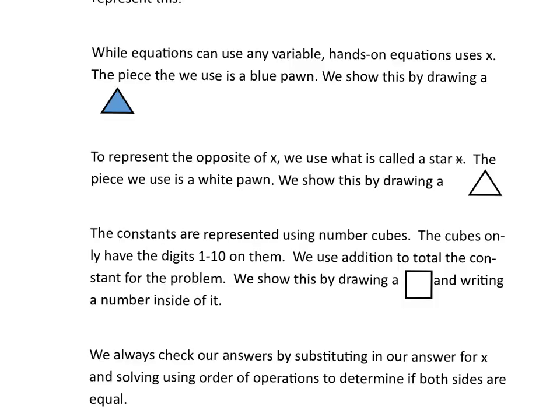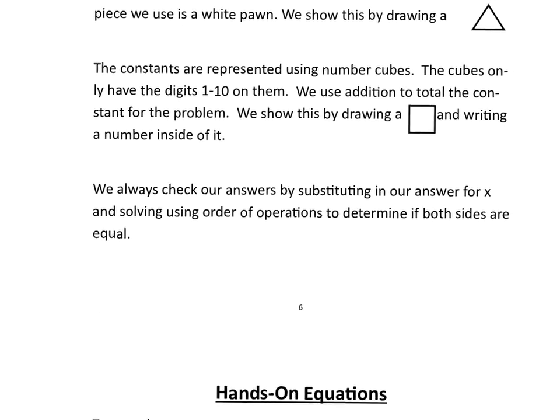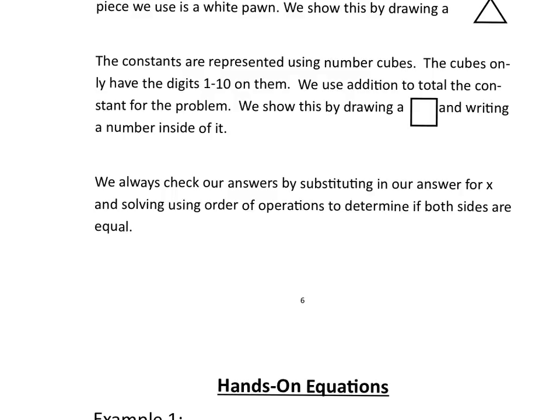Constants are the numbers in an equation that don't have a variable. And we're going to represent those with number cubes. Now, the cubes only have digits 1 through 10 on them. When you actually use the hands-on equations kit, you end up with 8 blue pawns, 8 white pawns, and then that you have 4 dice. 2 of them go 0 to 5, and 2 of them go 6 to 10.